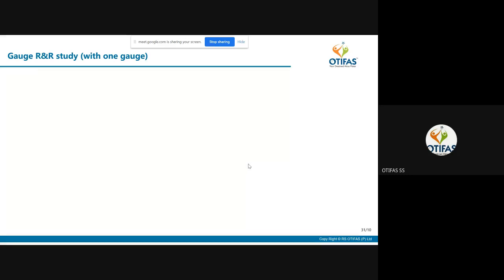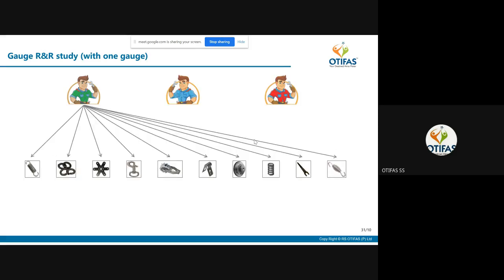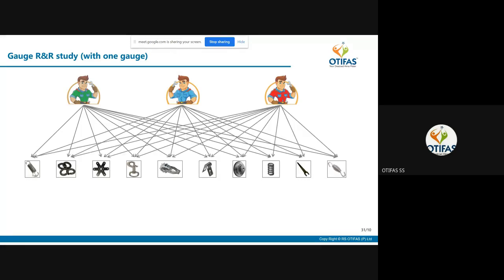Right. So to conduct MSA, we will select three operators. Then we select 10 different parts. Now it is said that we should take these parts totally different, very different. You should not take similar products or similar measurements. Now if one operator takes 10 measurements, we get a total of 10 measurements, isn't it? The same thing will be done by the other person and another person. So we got 10 parts, 3 operators, and 30 measurements.